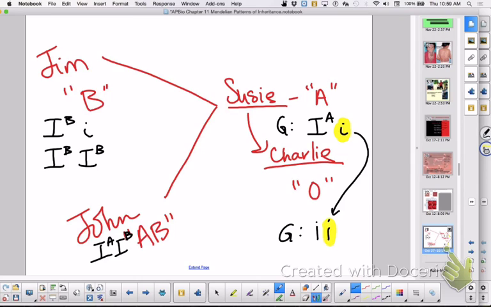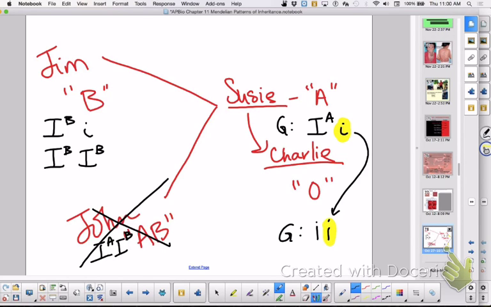Now, Susie had the child Charlie. We know one of those little i's came from Susie, so the other little i had to come from the father. Is John able to provide that little i? No. So we know that he is definitely not the father. Do we know that Jim is the father? No. We would have to do some sort of test.